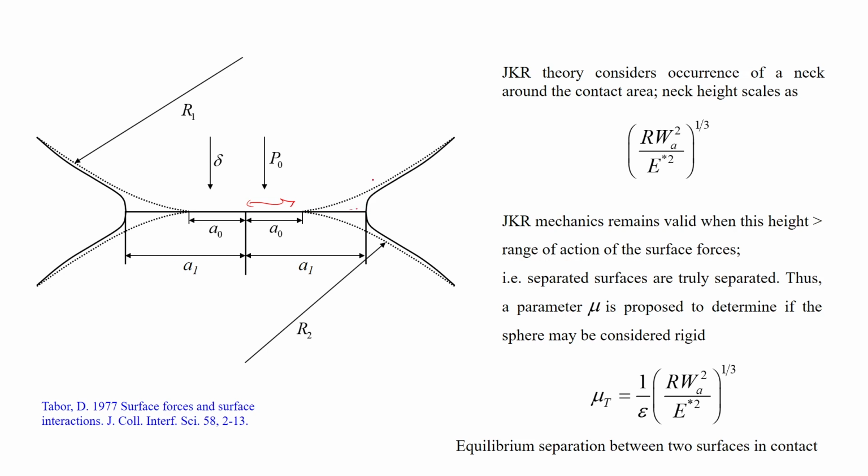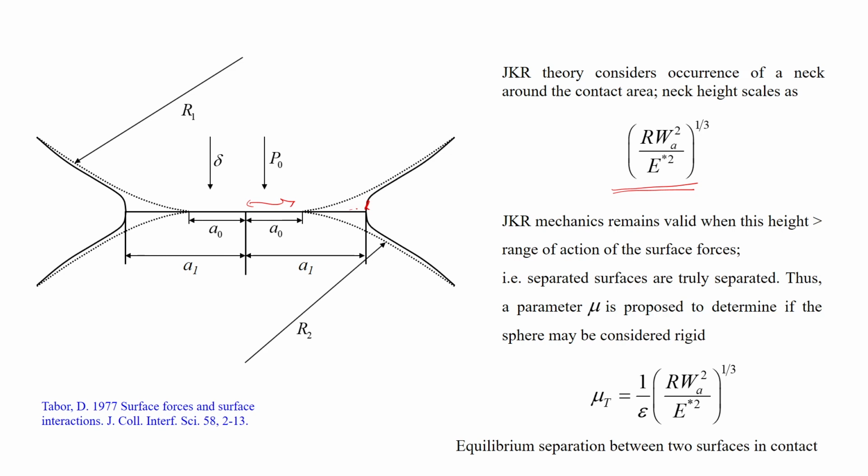However, in this case there is deformation in these two bodies, two spheres, and there is a neck formation over here, and this neck is actually absent in the case of DMT. So, what did he say? Because of this adhesion, the neck height can be shown to scale as something like this: R into WA, that is the work of adhesion, square, by E star square, whole to the power 1 upon 3.